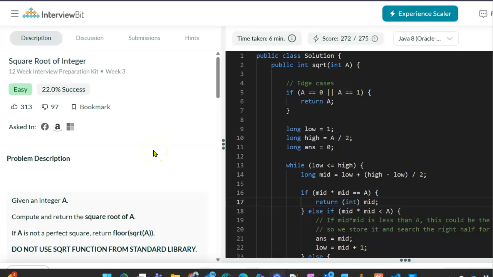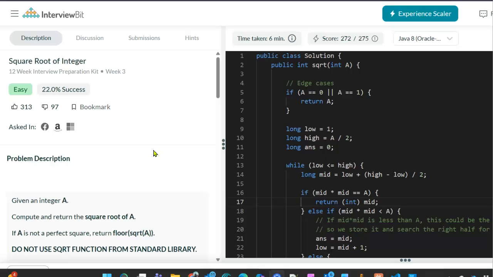Today's problem is square root of integer. This is on InterviewBit. So pause the video at this point, go over to InterviewBit, try this problem, and come back and then we'll walk through the solution.